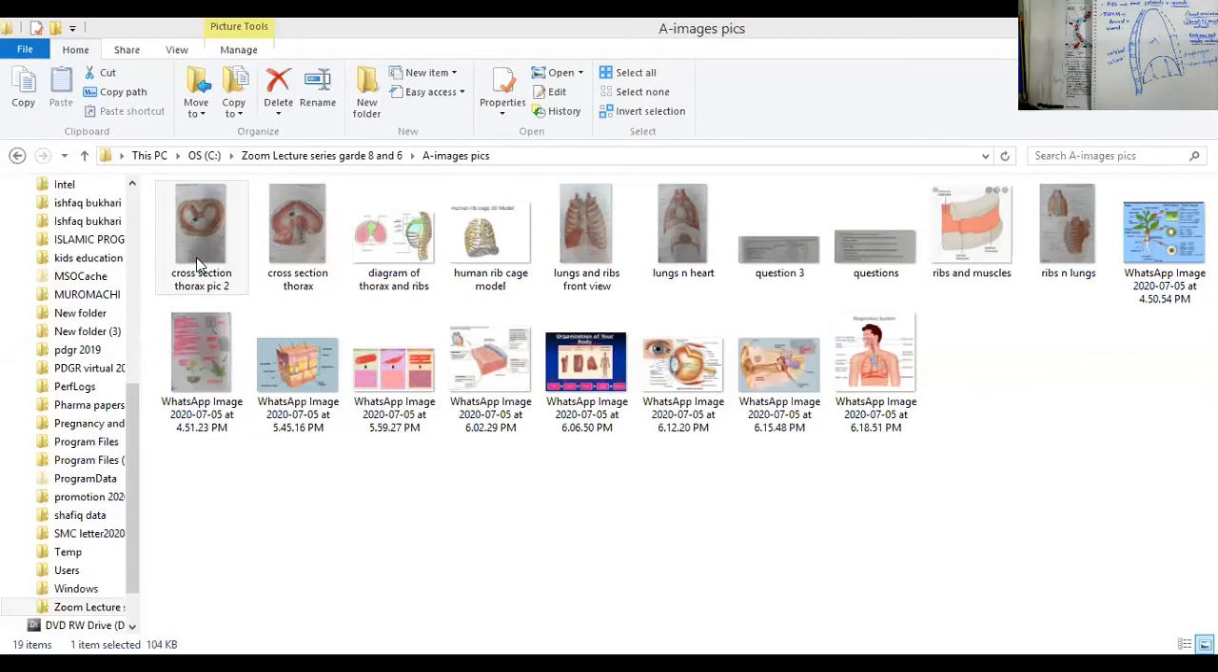Yeah, okay. So now this is the superior view. What do I mean by superior view? The top view of the diaphragm. Let me enlarge it. Can I enlarge it? Okay, I can enlarge it, right? Yes, okay. So this is the superior view.